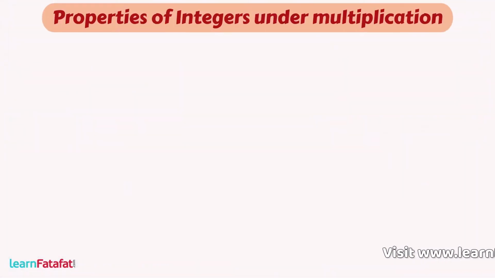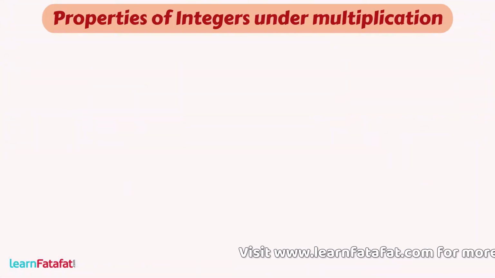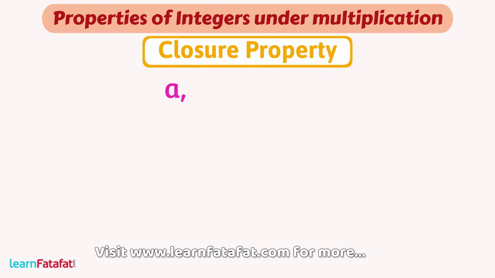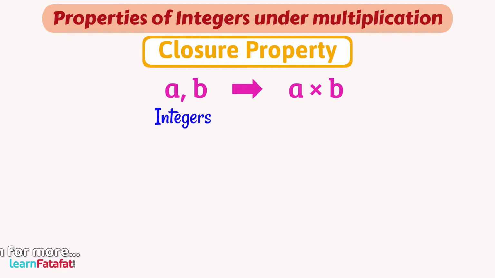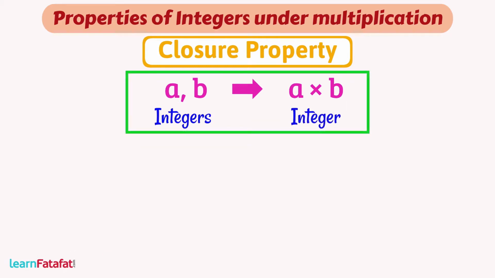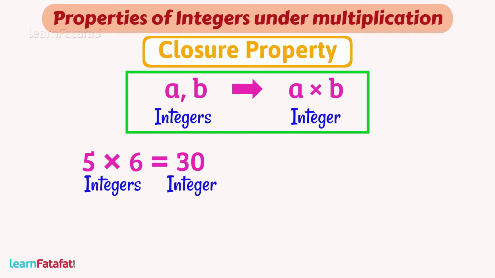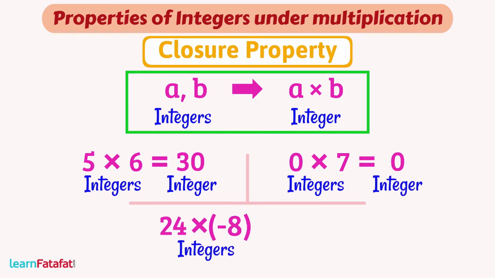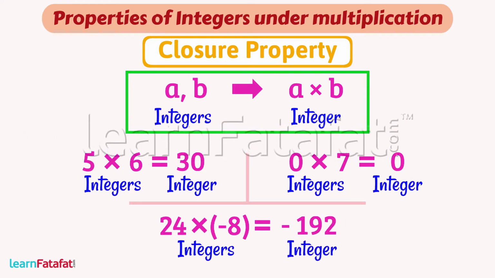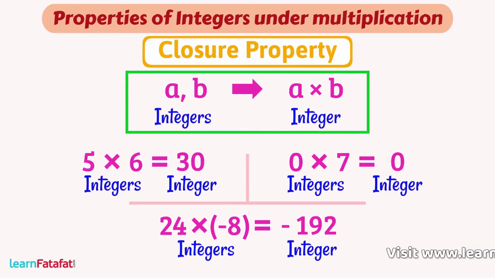Let's learn some of the properties of integers under multiplication. Closure property. If a and b are two integers, then their multiplication a into b is also an integer. For example, 5 multiplied by 6 equals 30, which is an integer. 0 multiplied by 7 equals 0, which is an integer. 24 multiplied by minus 8 equals minus 192, which is an integer. So the collection of integers is closed under multiplication.